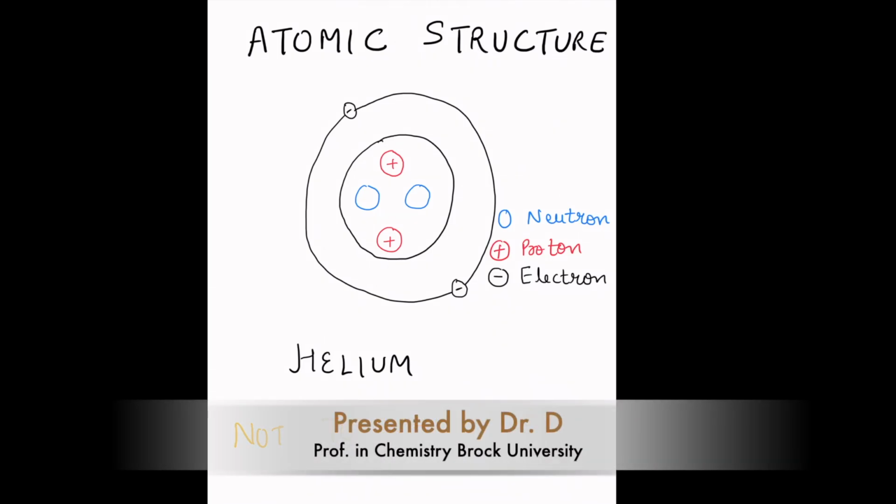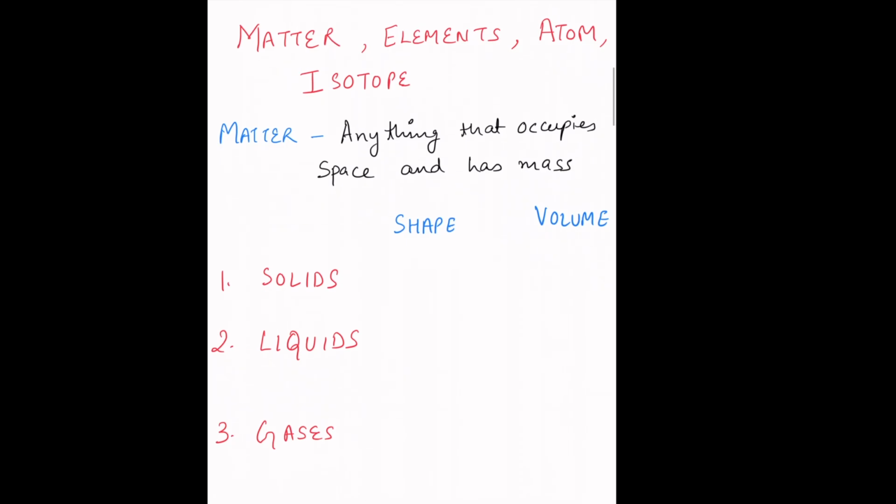In this lesson we will cover matter, elements, atom and isotope. So let's begin with matter. By definition, matter means anything which occupies space and has mass. And matter exists in three states: solid, liquids and gas. All three are distinguished on the basis of shape and volume.